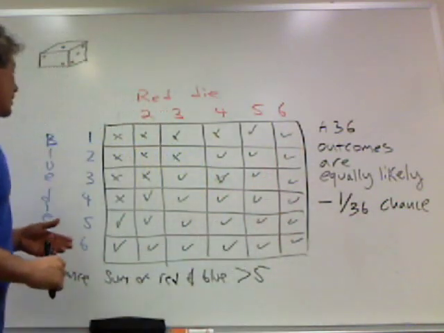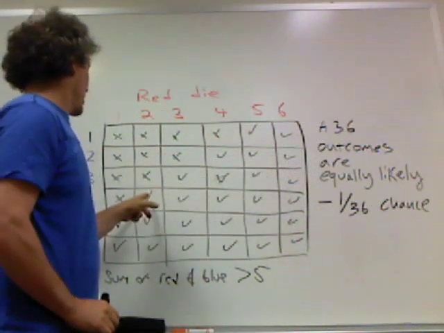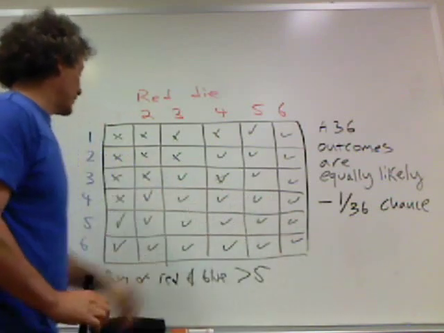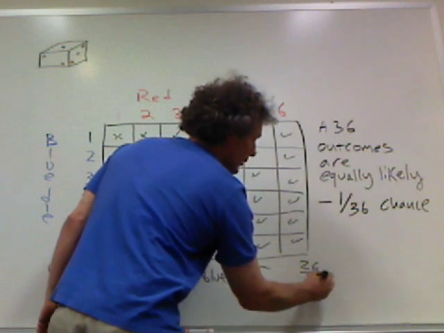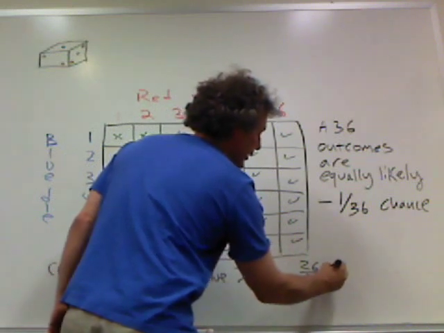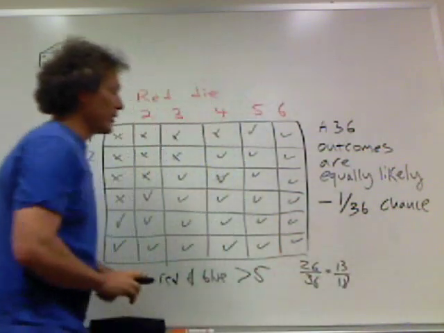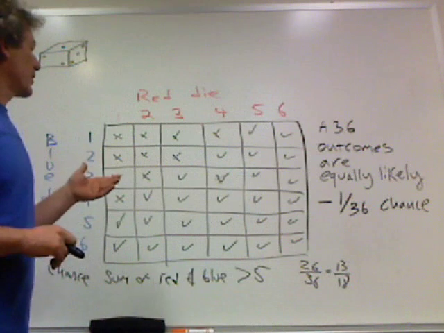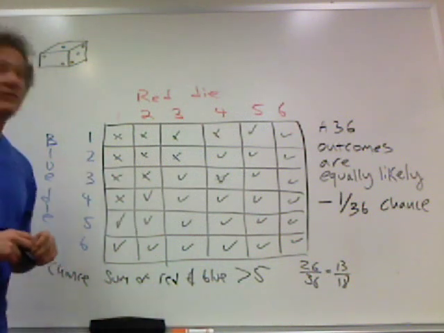So now we've got how many? Let's see, we've got 2 plus 3 is 5, 9 plus 5 is 14, plus 6 is 20, 26 out of 36. So there's a 26 out of 36, or 13 out of 18 if you reduce the fraction, chance of having the sum be greater than 5. Okay?